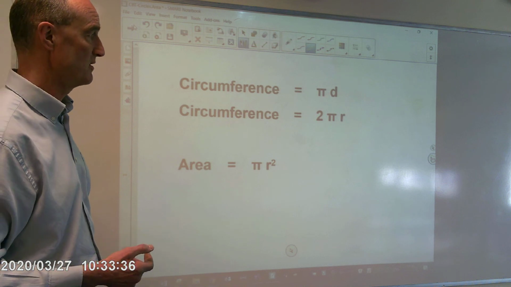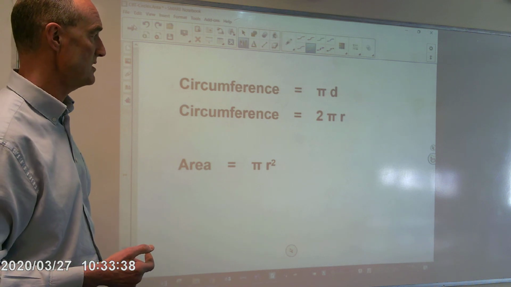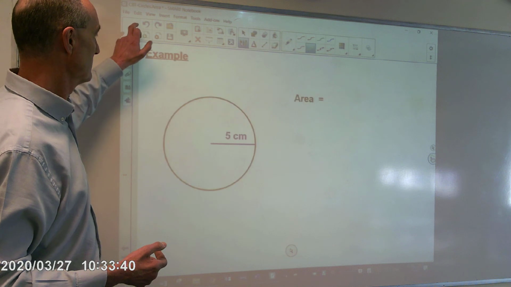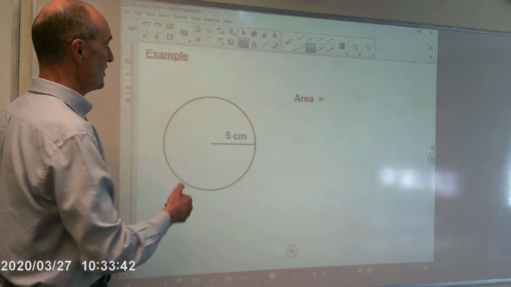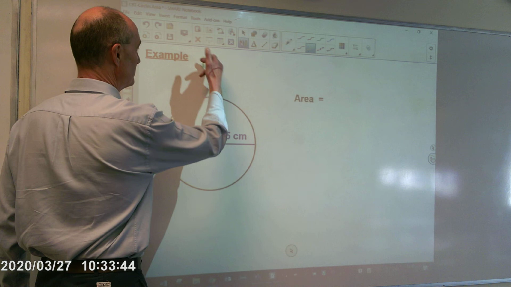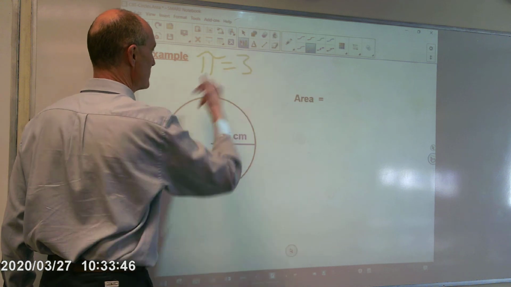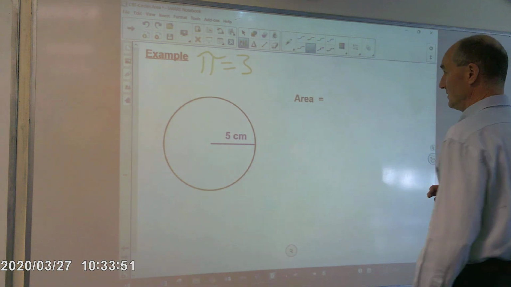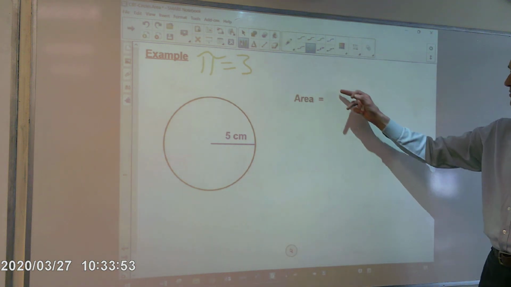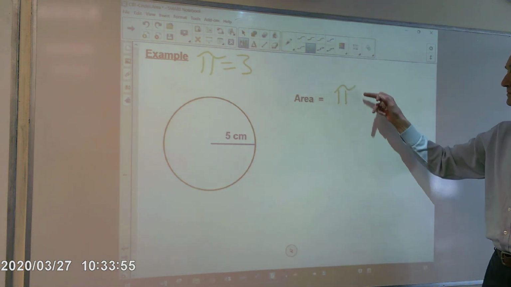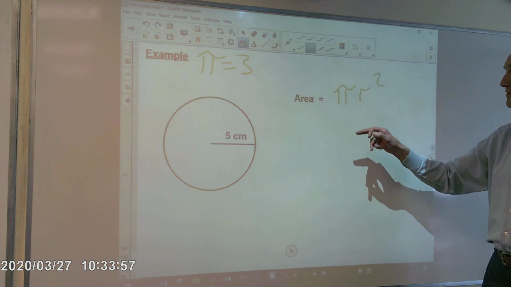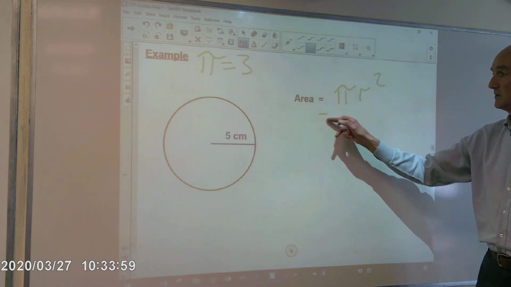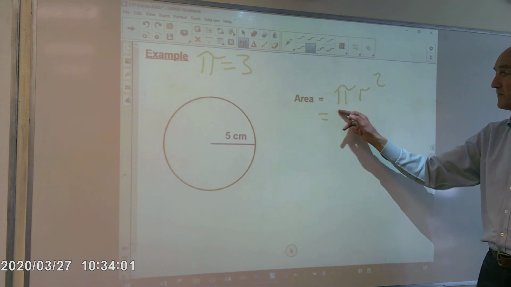That's an opportunity for you to make a note of the formula that you need. If we take a value of pi of 3, so I'm just going to say pi is going to be 3. The area of this circle, pi r squared is my formula. I said we're going to take a value of pi of 3.